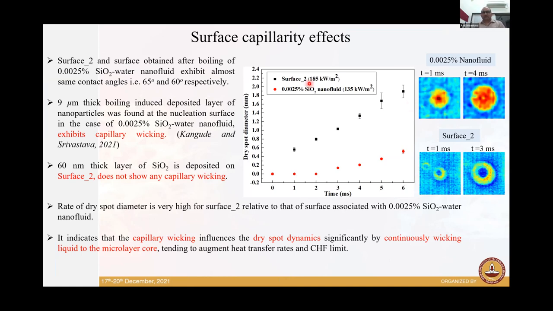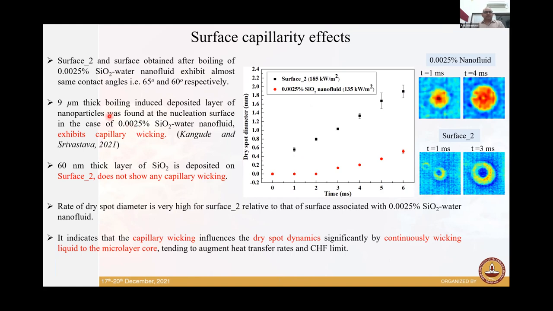So we have taken surface two, where the initial static contact angle was 65, and the nanoparticle deposited surfaces also had 60 degrees. So the wettability is almost comparable. But in the case of surface two, that is this nano-coated surface, the growth rate of this dry spot was found to be significantly higher as compared to these nanoparticle deposited surfaces.